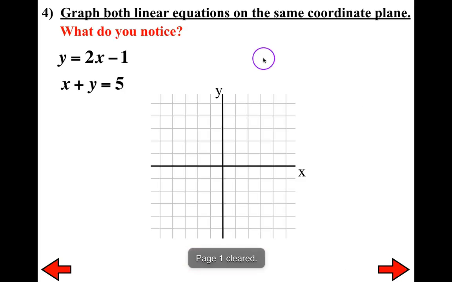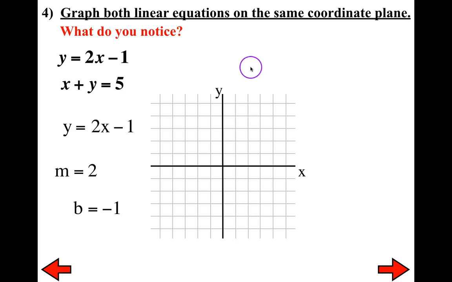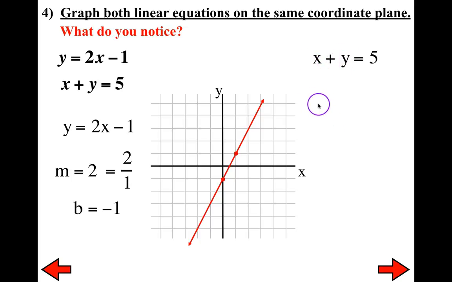Okay, so the other thing I wanted to show you was this. Yes, we went ahead and graphed using slope-intercept form for the first equation because it's already in slope-intercept form. The second one's not in slope-intercept form. It's in standard form. So instead of turning this into slope-intercept form, could you have graphed the x and y intercepts? Absolutely. So let's practice that as well.